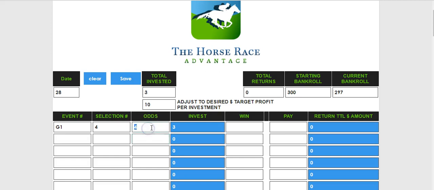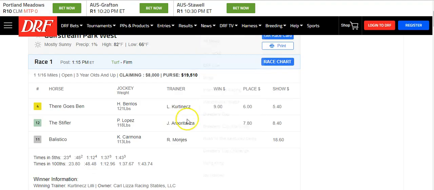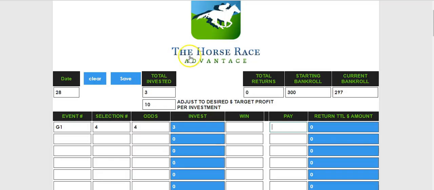A 4-1 odds based on a $2 bet returns $10. In this case, you use the pay column. Certainly, you can use the return column, by the way, and just put whatever you got back on your ticket. Just put the total amount in here. But we tell you just to use the pay column to put in what the payout is. In this case, as you can see, the horse paid $9 to win. So you bet $3 on this horse, and it paid $9. Your bankroll is at $310. Now, you asked for $10 a race, by the way, so you did make that profit.